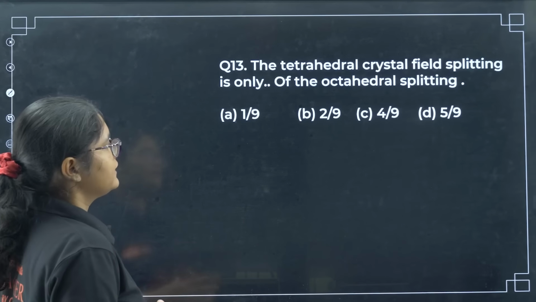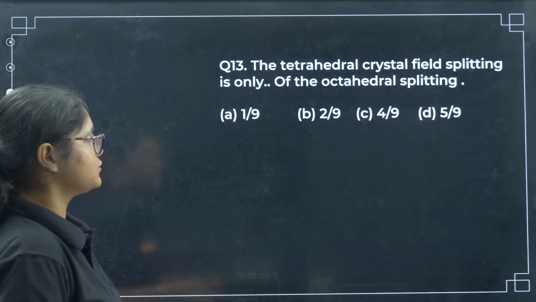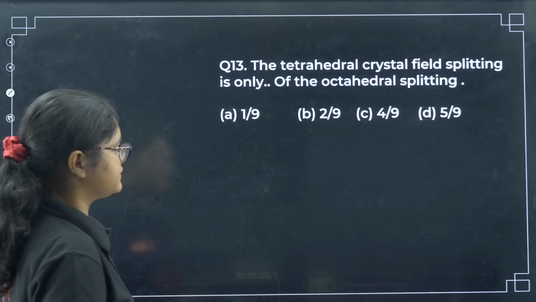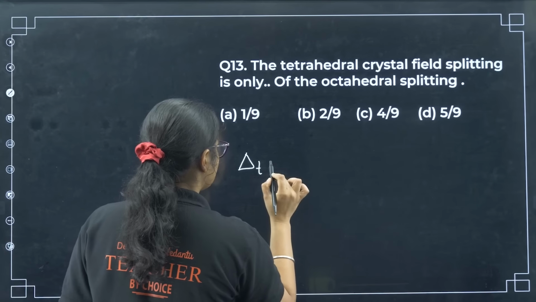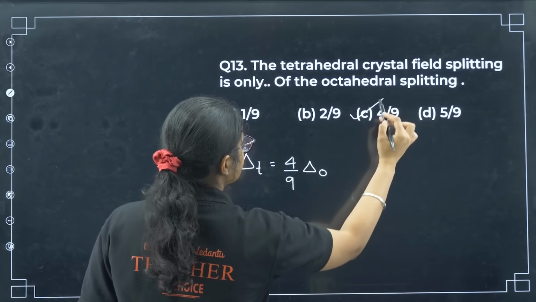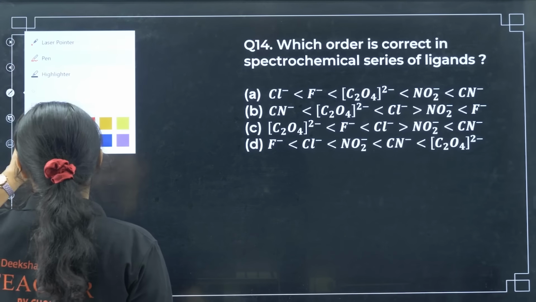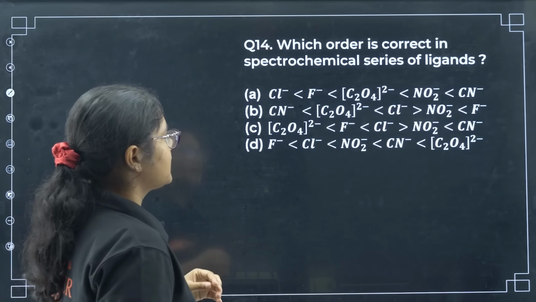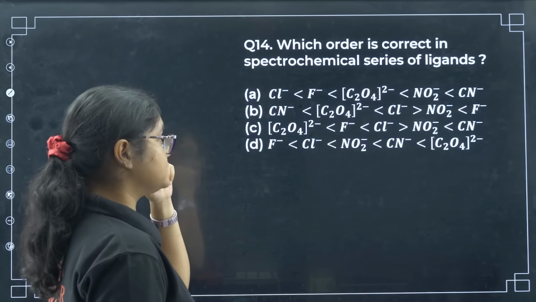Next, question number 13, the tetrahedral crystal splitting is only dash of the octahedral splitting. So we know that delta T is equal to 4 by 9 of delta O, and that is option number C.